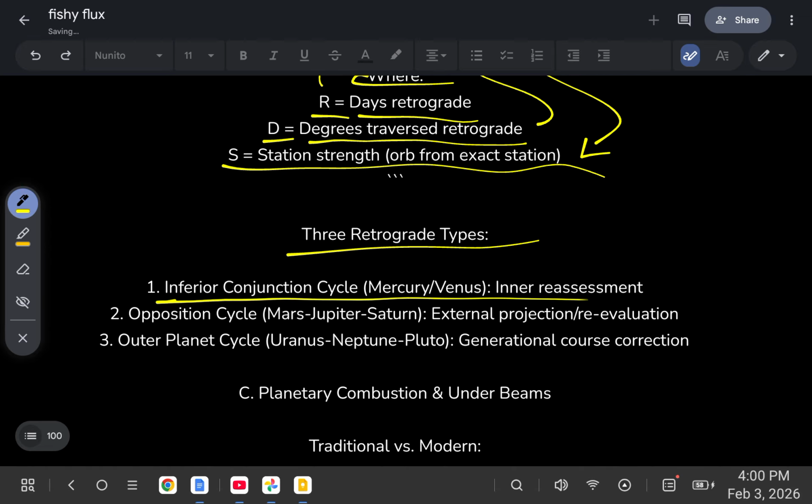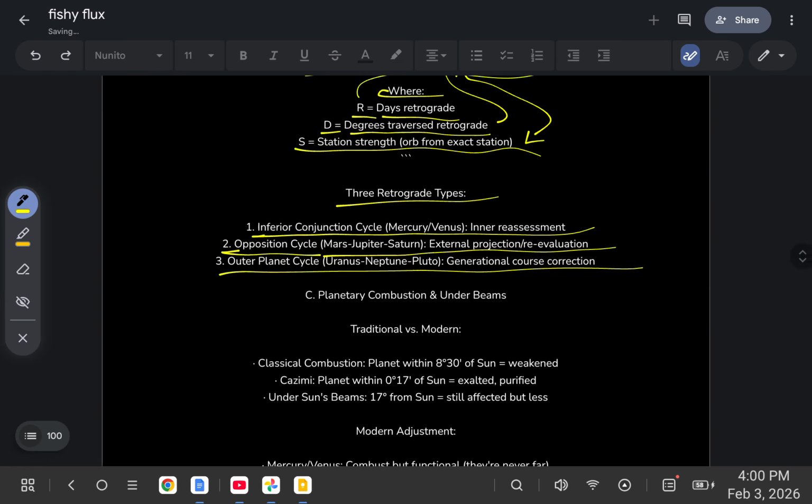So, 3 retrograde types. Inferior conjunction cycle, Mercury and Venus, inner reassessment. Opposition cycle, Mars, Jupiter, Saturn, external projection, reevaluation. Outer planet cycle, Uranus, Neptune, Pluto, generational course correction.